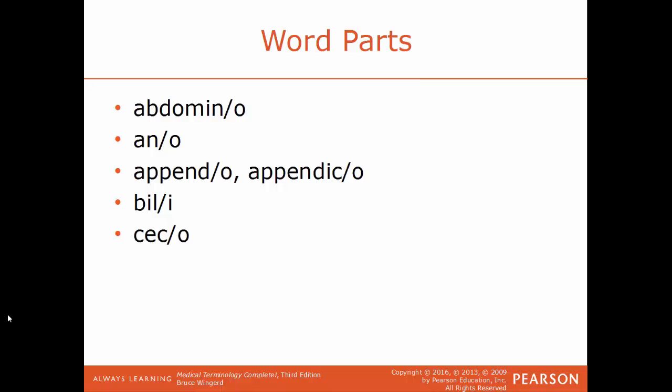First, we'll mention some common word parts that you'll see. The first one, abdomino, is a reference to the abdomen. Ano is a reference to the anus. Appendo or appendico is a reference to the appendix. Bili is a reference to bile. And ceco is a reference to the cecum, which is the very first part of the large intestine.